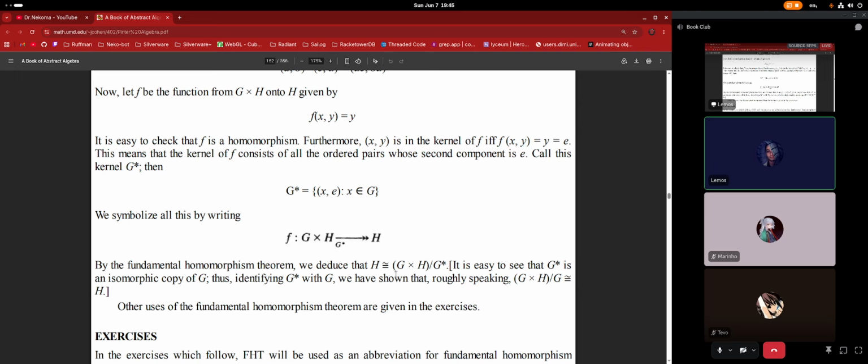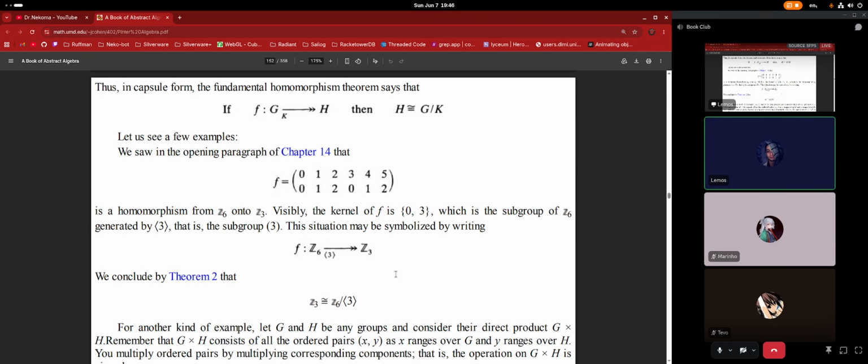It is easy to see that G star is an isomorphic image of G. Thus, identifying G star with G, we have shown that, roughly speaking, G×H by G is isomorphic to H. So what have we learned here? What does the fundamental theorem of homomorphism teach us? It teaches us that you can always write a homomorphic image as a quotient group by using the kernel.